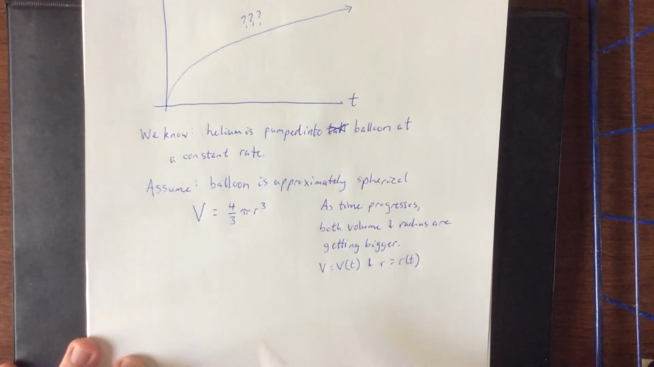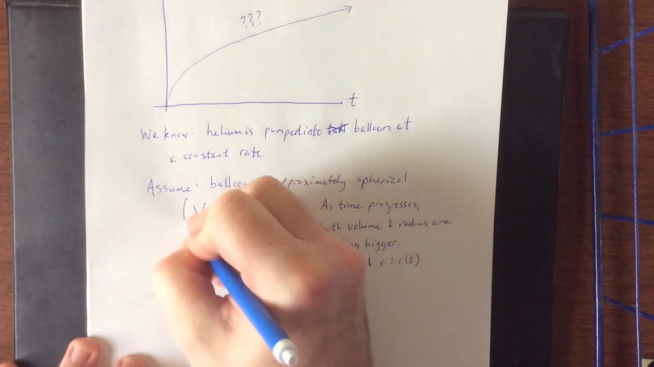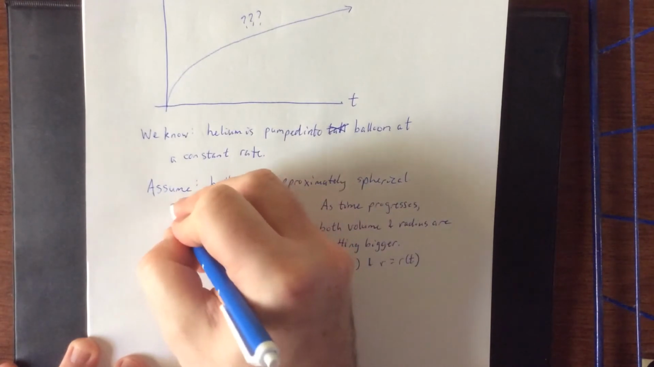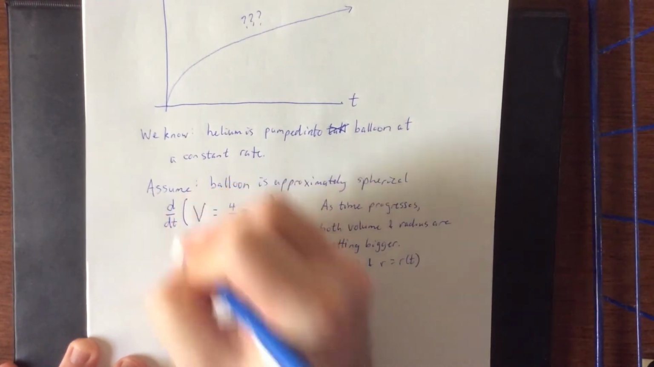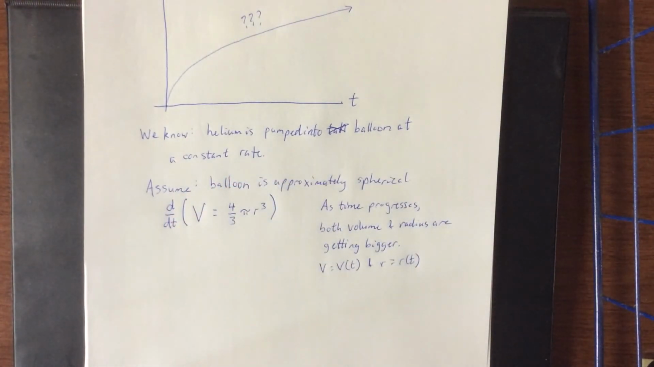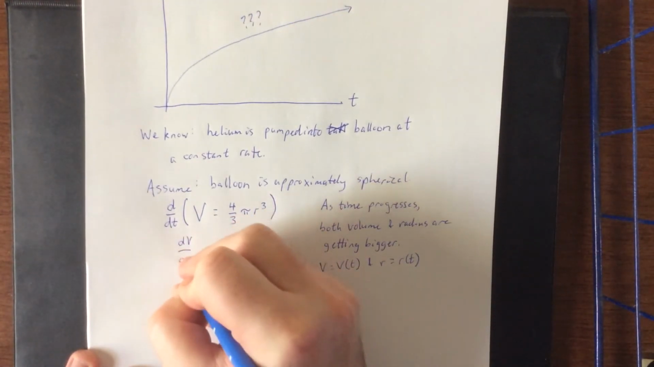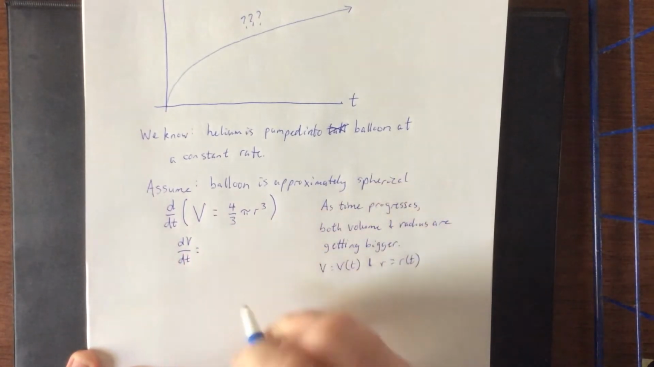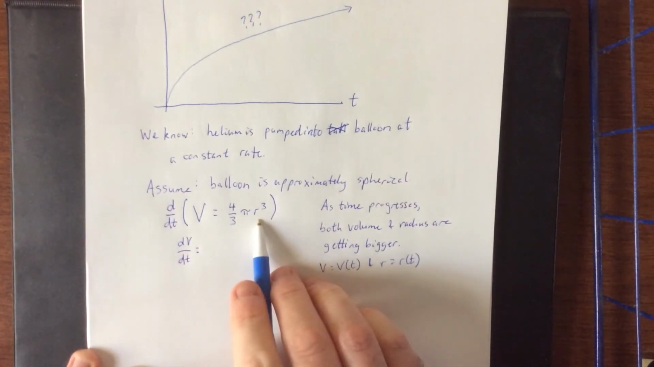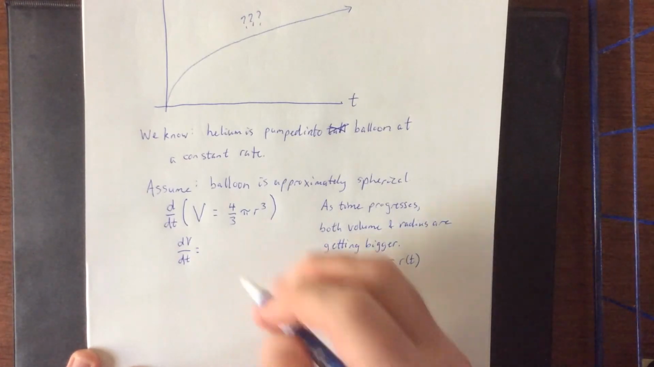So here's what we're going to do to this. We are going to treat volume and radius as though they're a function of time. We're going to differentiate with respect to time. Now what that means is, on the left-hand side, we'll get the rate of change of the volume with respect to time. And on the right-hand side, we would need to use implicit differentiation and the chain rule.